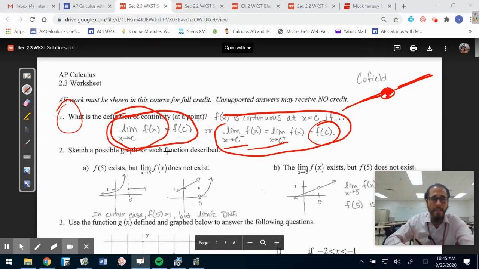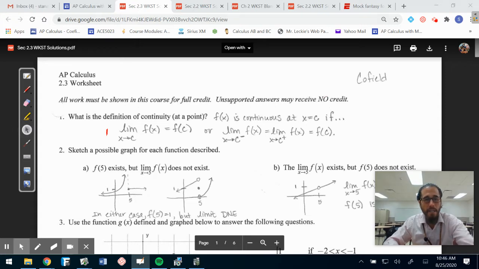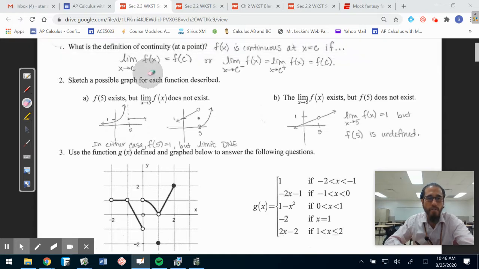They ask us in part 2 to draw examples of where f of 5 exists and the limit does not. That would be one where you have a jump discontinuity. B, and I'm not going to take too long with all these. I'll focus on the ones I think would cause you the most trouble. If you look at part 2B, there would be an example of where a limit does exist, but the value does not. Remember, that'd be a removable discontinuity.